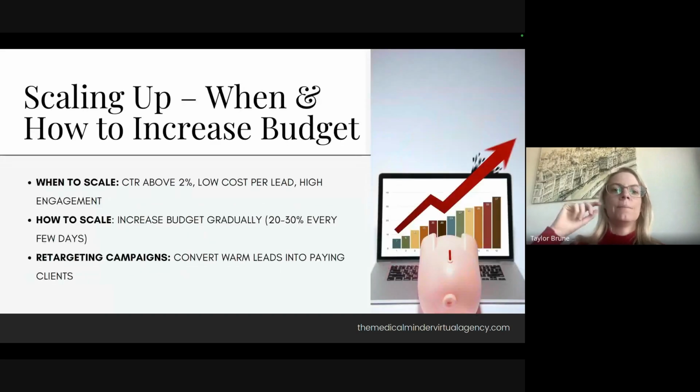And then also, here, this is where it is. Yeah, scaling up: when and how to increase budget.